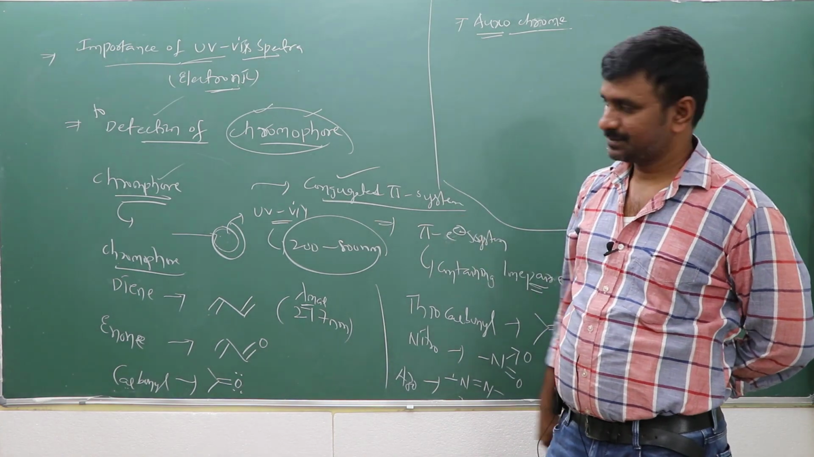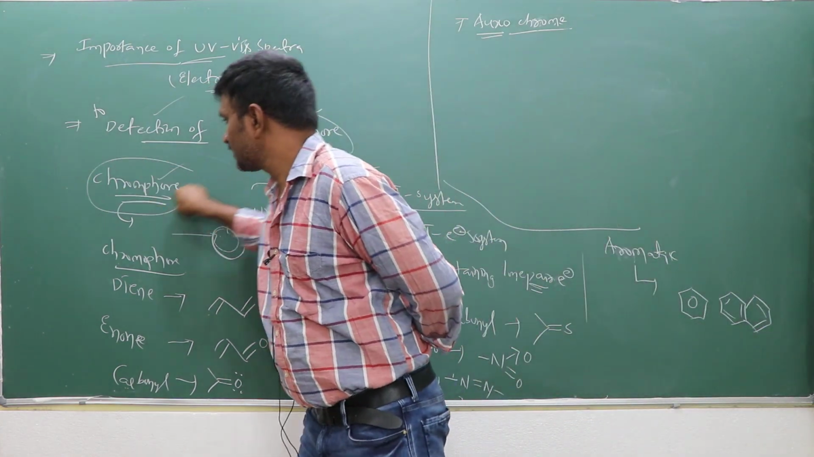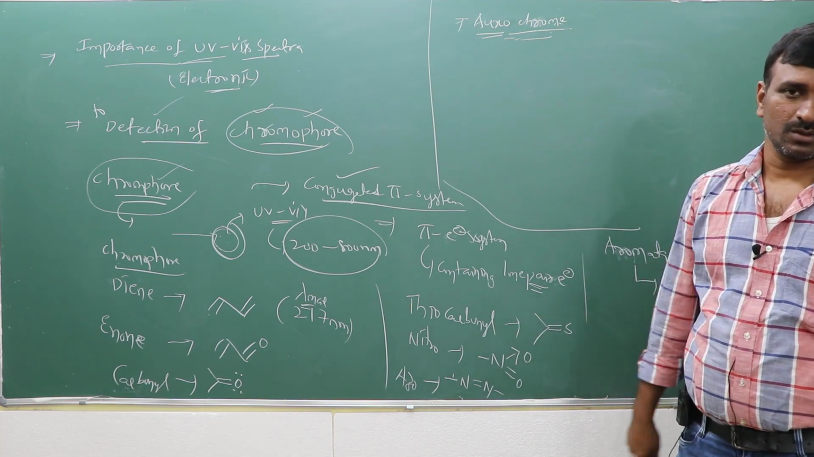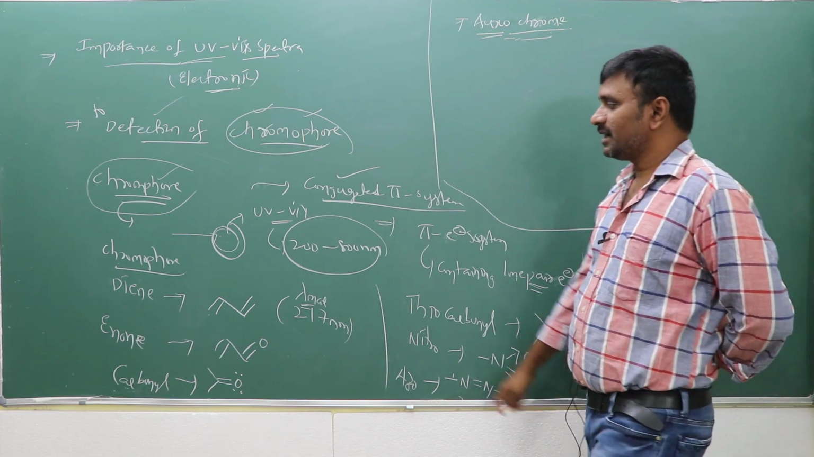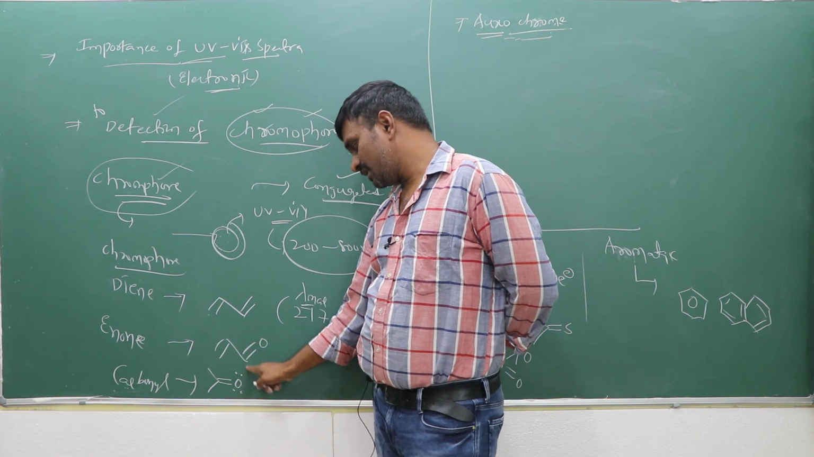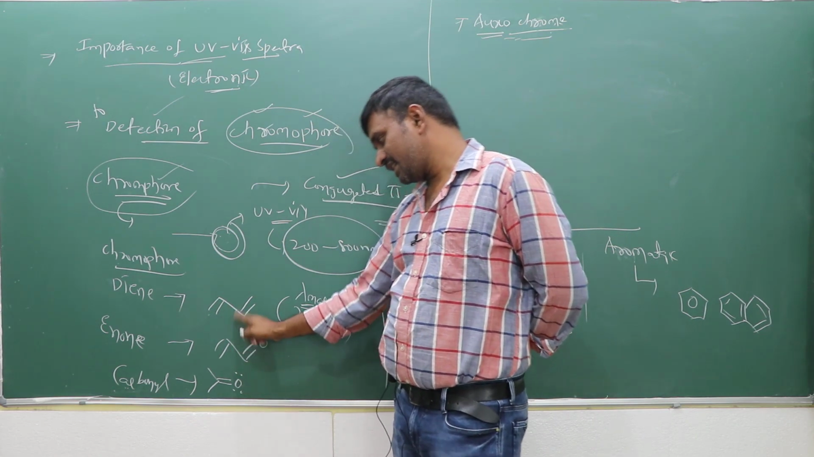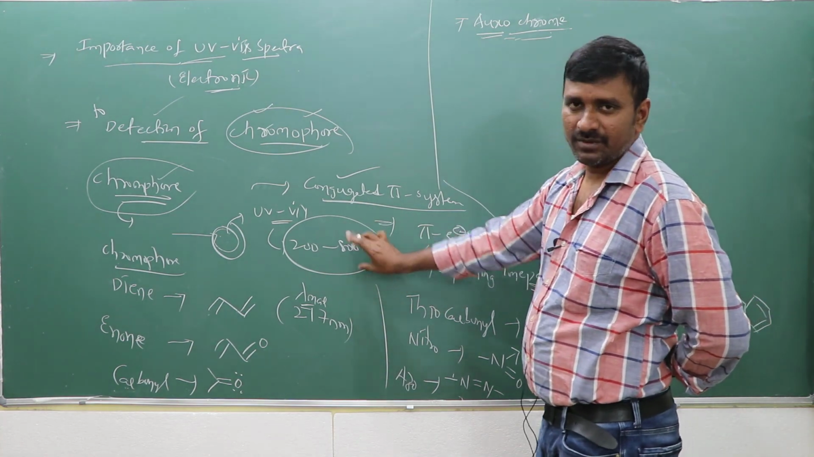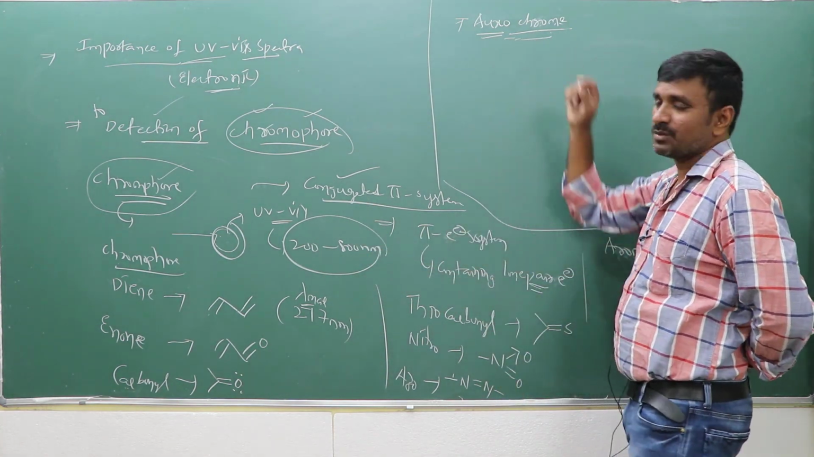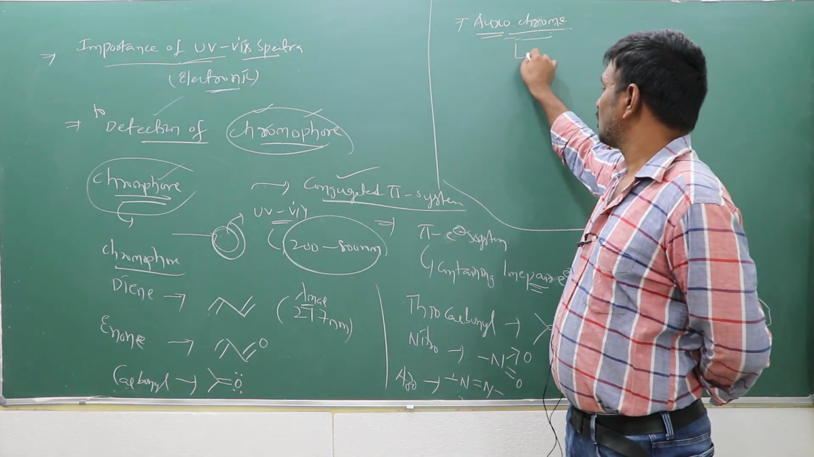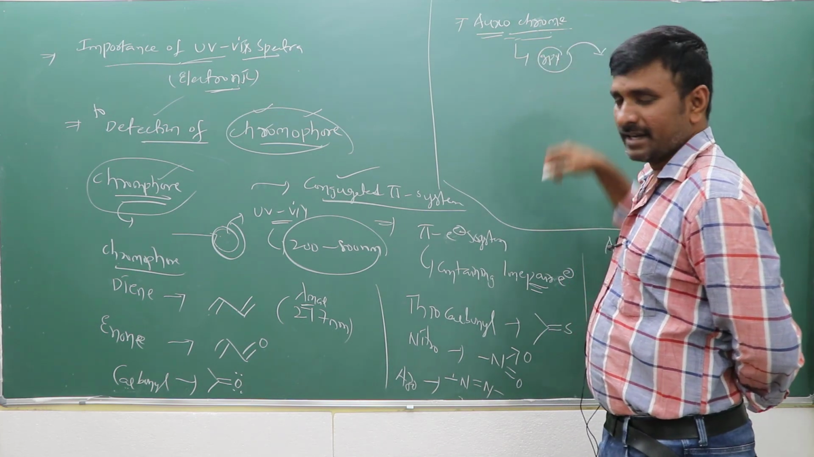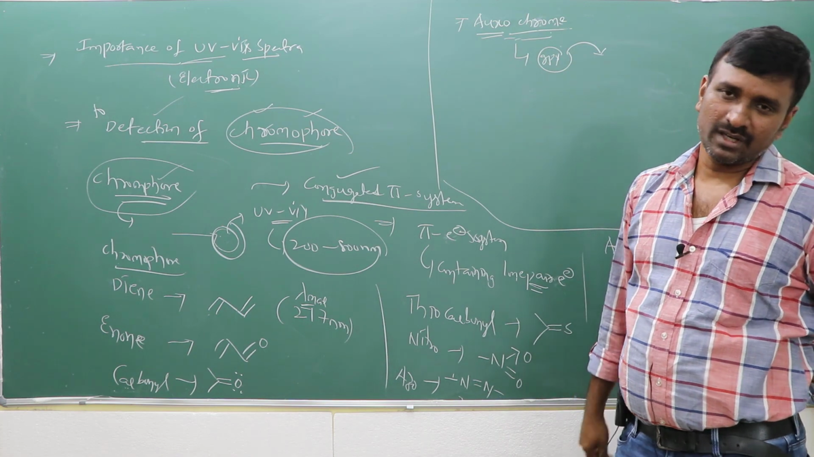Chromophore, you know that. What is an auxochrome? See, listen. Chromophore groups directly absorb the UV visible range of radiation. Here, what are auxochrome groups? This type of group cannot directly absorb the UV visible range of radiation.